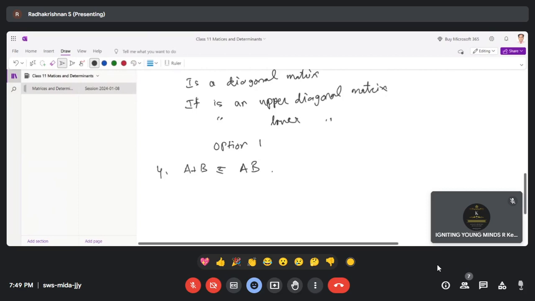Okay, let's go to the next problem. A equal to [lambda, 1; minus 1, minus lambda]. Then for what value of lambda is A square equal to the 0 matrix? Okay. So for what value is A square equal to 0? So we simply find out A square. Okay. Let's find out A square. So what is A?